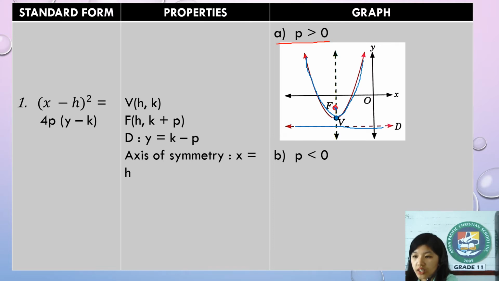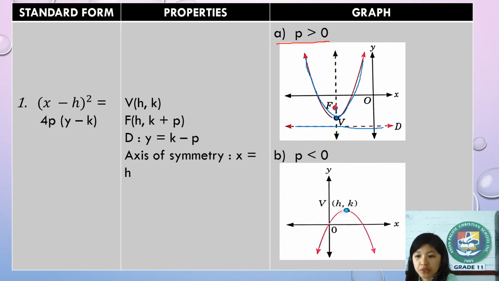Ayan. Next, kapag naman yung P is less than 0. So, we have here the vertex. And, dito nyo yung ating directrix. Kailangan hindi siya natatouch. And yung ating focus, kailangan nasa loob siya nung parabola.